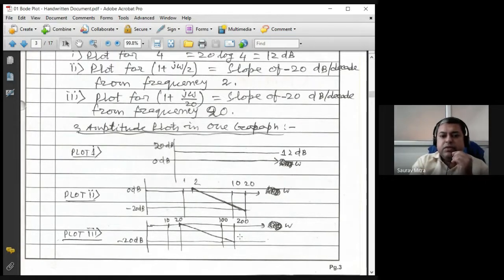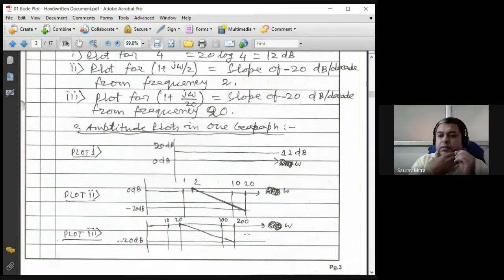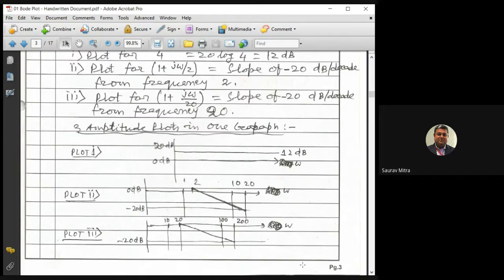So how to draw it? Come to this starting point 2 comma 0, and there you have to draw minus 20 dB per decade. So decade of 2 is 20. You have to first see on the semi-log graph paper where is the 20 frequency, and on that 20 frequency line you have to come below to minus 20. Every time 20, 20, they are already getting too much attention, so everything is 20. That's why you should not get confused.